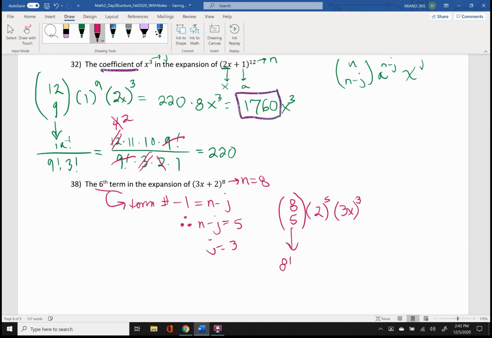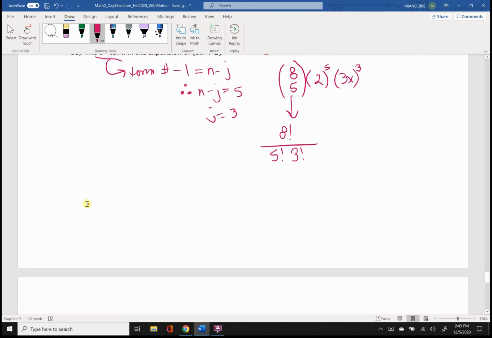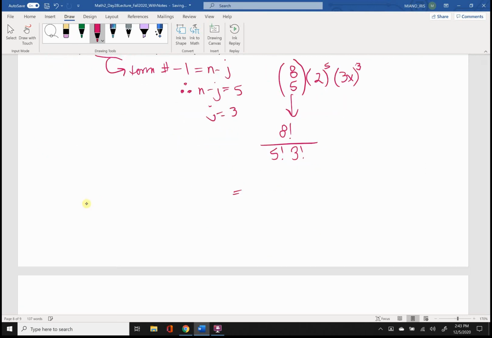That'll be 8 factorial over 5 factorial times 3 factorial. And of course, I always want to expand this in a very specific way where I'm going to iterate 8 down to 5 factorial. So 8 times 7 times 6 times 5 factorial. I'm going to keep my 5 factorial there, but then iterate the 3 factorial. So that'll be times 3 times 2 times 1. Okay? And then it's slash in time.